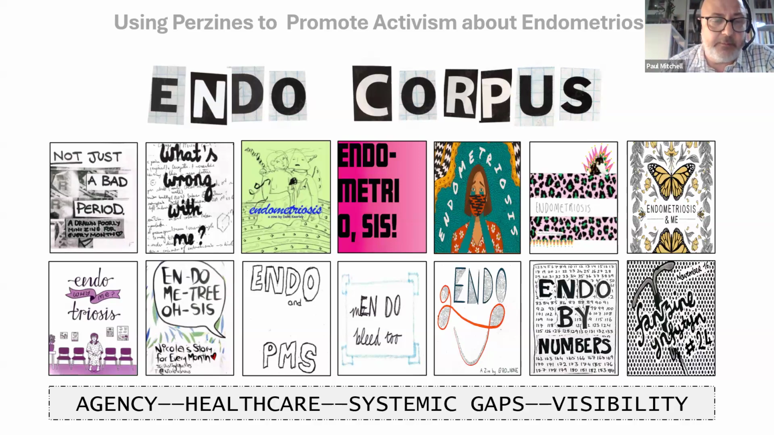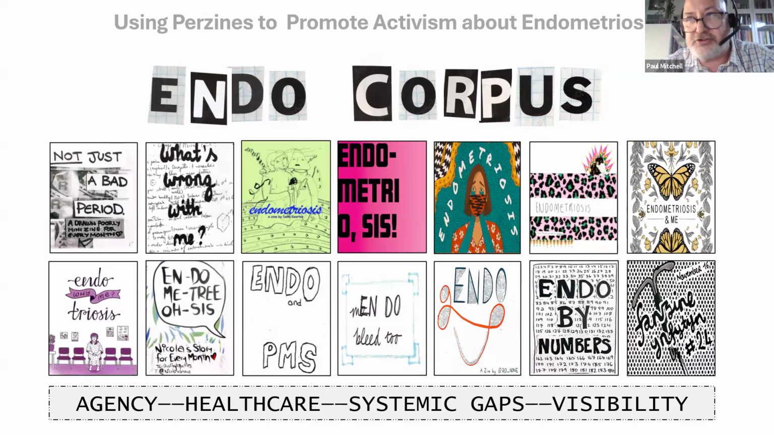But rather than reading from a particular text, I'm going to give a brief overview of the endocorpus that I've been collecting. At the moment, I think it consists of around 30 zines about endometriosis, but this is by no means a complete list. So if anybody is out there and they know of any other zines from the States or from Canada, New Zealand, I'd be incredibly appreciative if you could get in touch and let me know about them. But today I'm going to talk specifically about some zines from the United Kingdom.